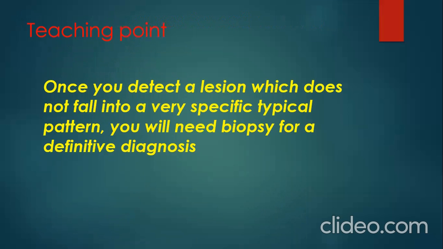So what is our teaching point? Once we detect a lesion that does not fall into a very specific typical pattern, we will need to biopsy for us to get a definitive diagnosis. Remember when we started, we said the main role of ultrasound is not to give a definitive diagnosis. Most of the time we get a definitive diagnosis by biopsy. So if you are seeing anything that is suspicious, you might just need to recommend biopsy so that we get a definitive diagnosis.